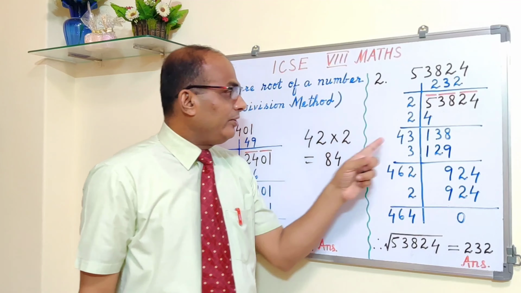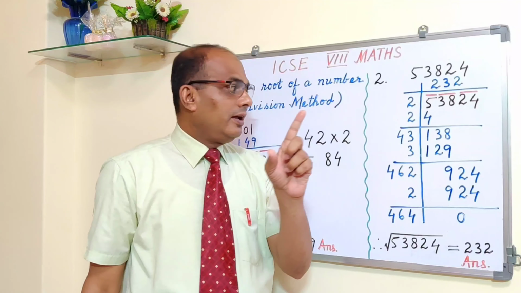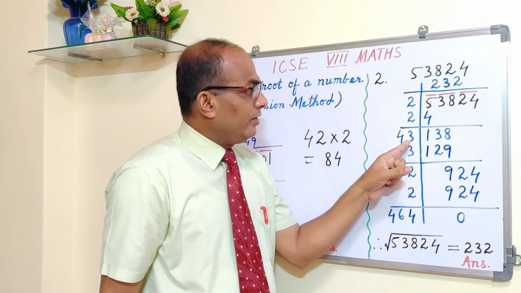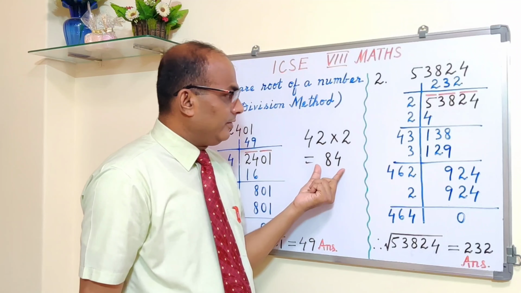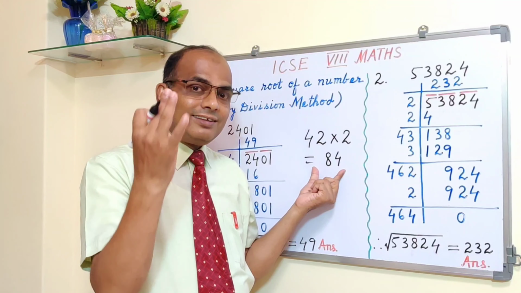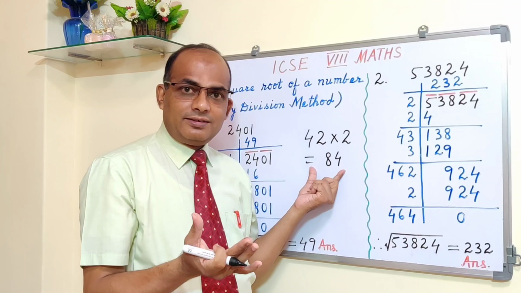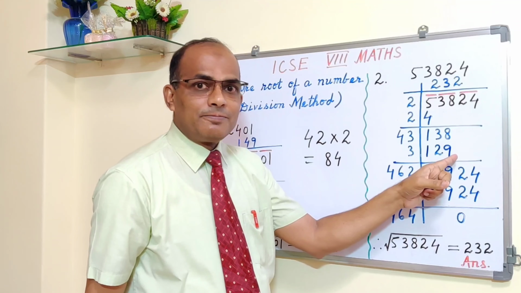When you are writing here the digit 2, you are saying that maybe 2 is the greatest digit. Okay. So when you are writing 2, of course you have to write down 2 in the quotient, and when you multiply you are getting 84. Let's try by 3 also, because we are guessing, so maybe not 2, maybe 3 is the greatest digit. So when you try by 3 you are getting 129.